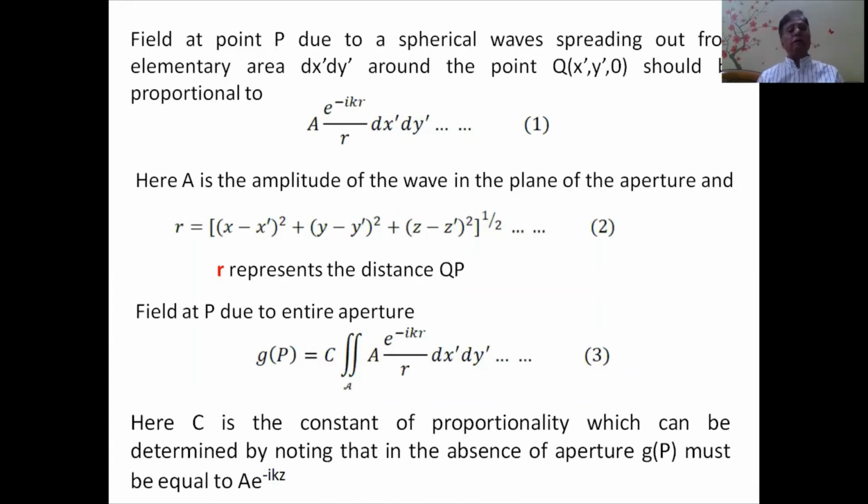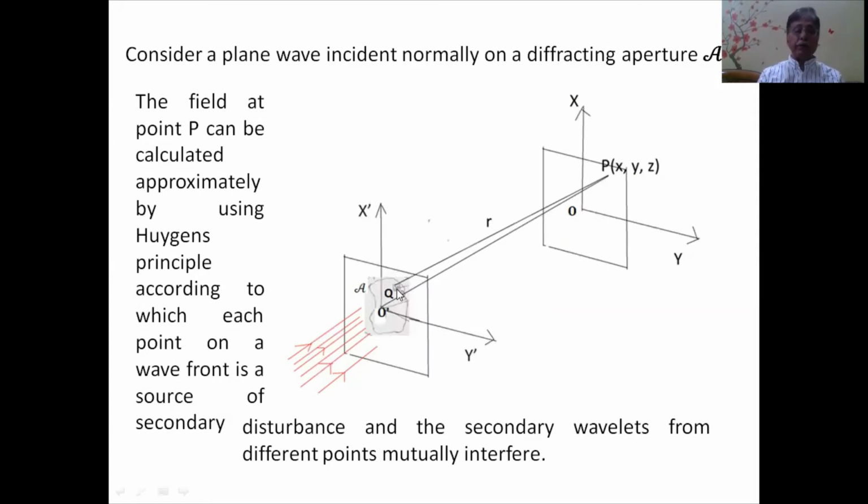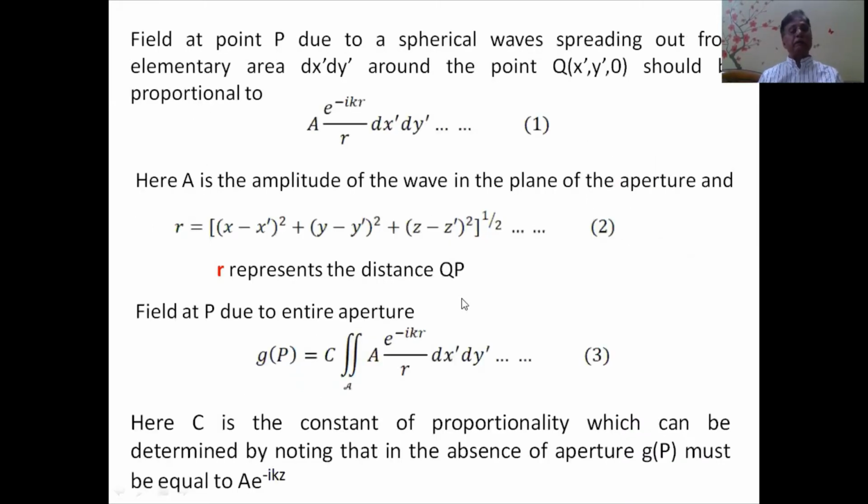So, the field at point P due to spherical waves spreading out from an elementary area dx dash dy dash, which we have taken around the point Q, should be proportional to a e to the power of minus ikr upon r, times dx dash dy dash. Here a is the amplitude of the wave in the plane of the aperture.